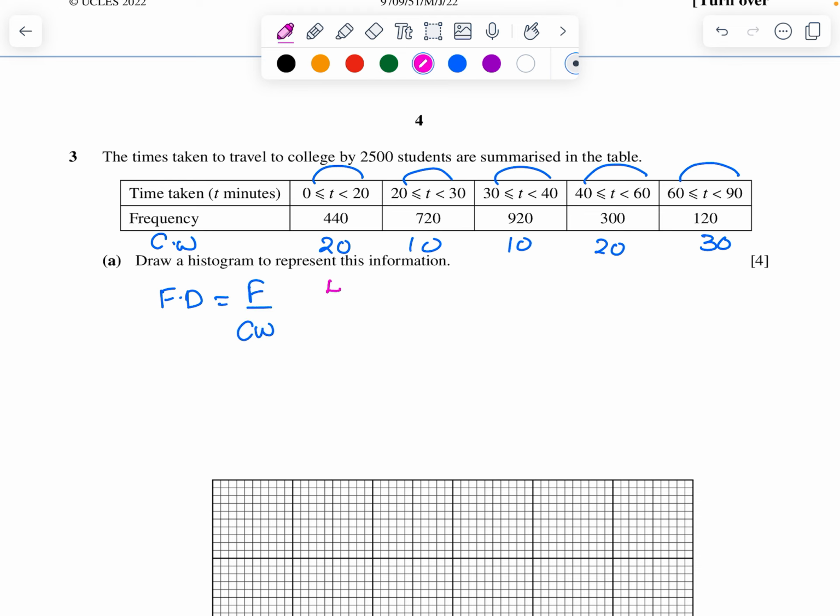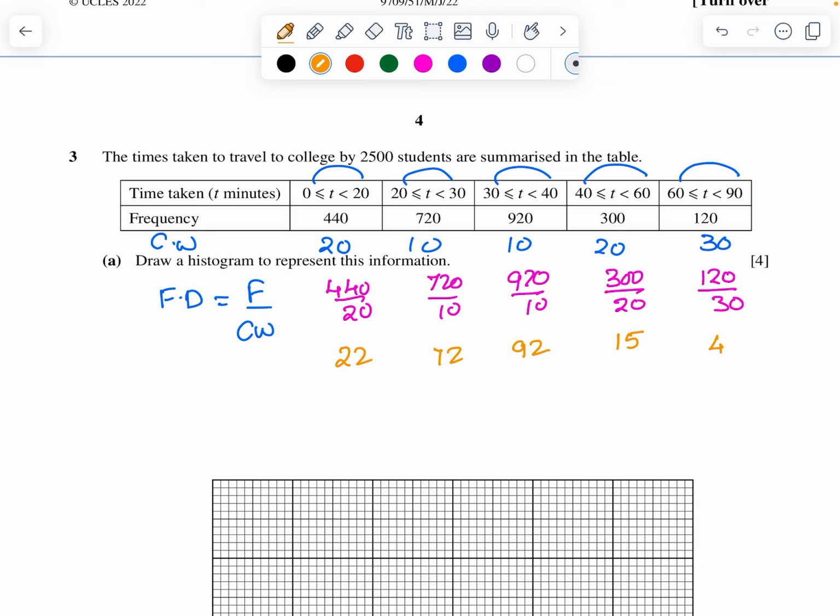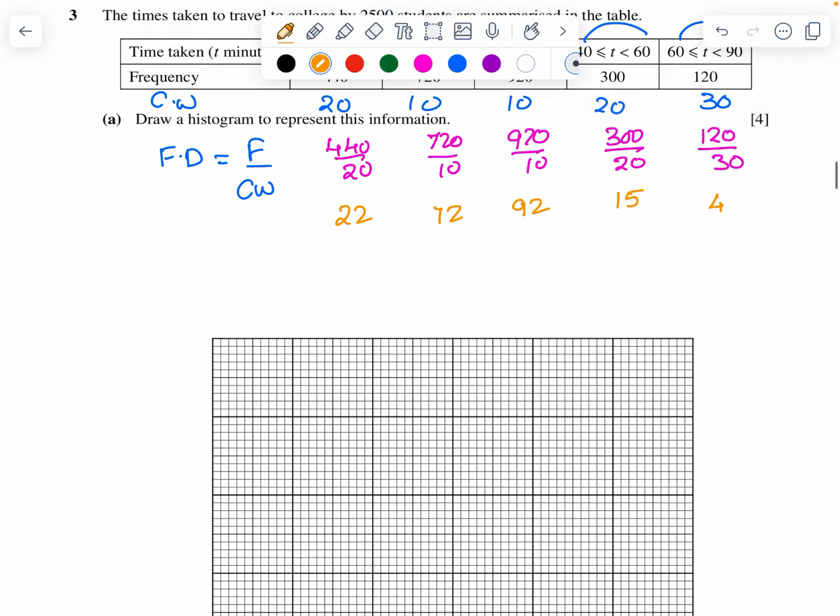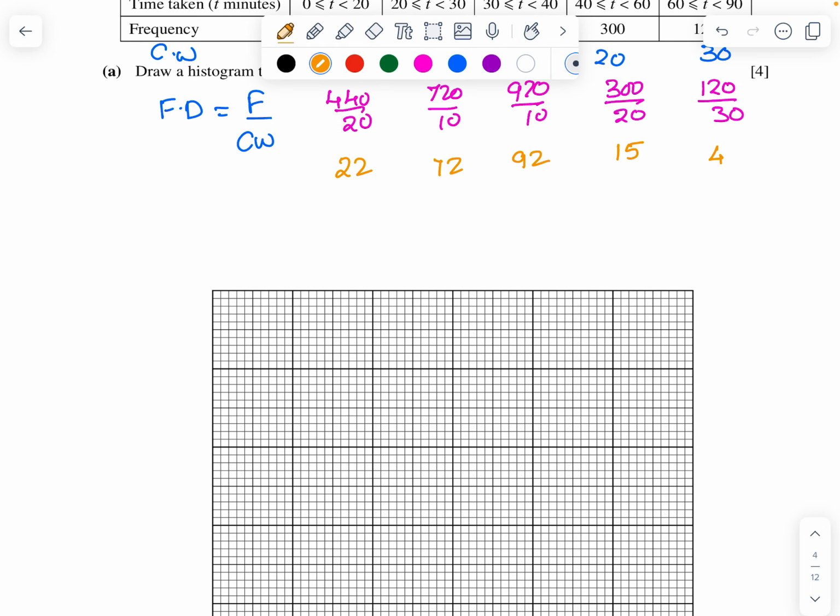So 440 divided by 20, 720 divided by 10, 920 divided by 10, 300 divided by 20, 120 divided by 30. So this is going to be giving me the frequency density as 22, 72, 92, 15 and 4. So my least number is 4, highest number is 92.